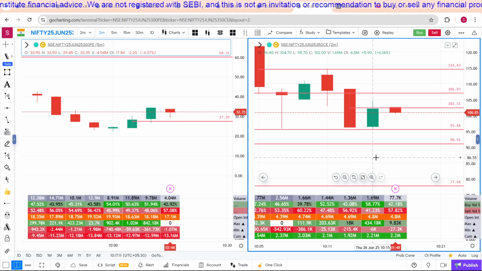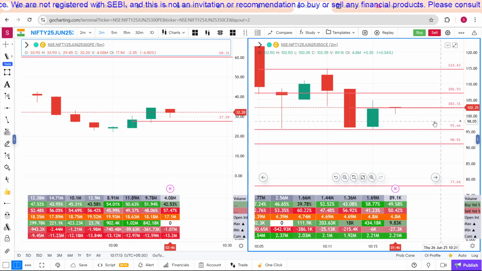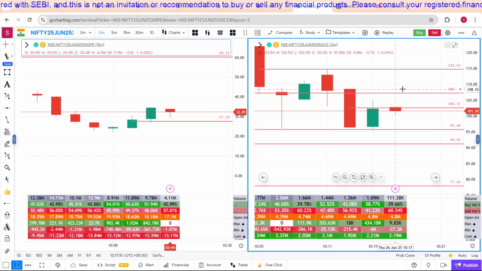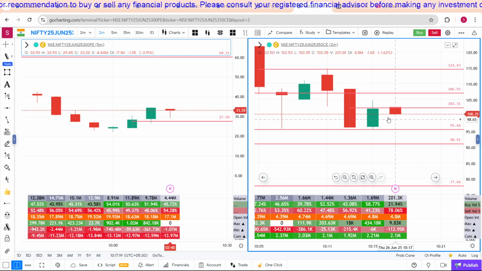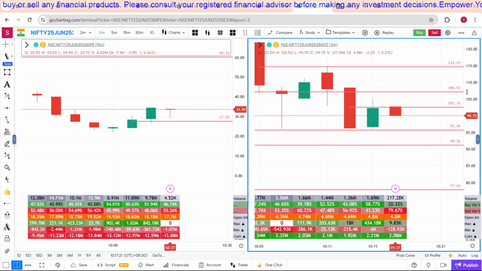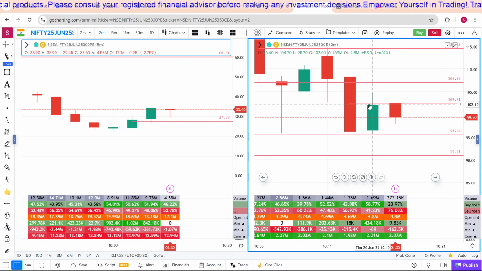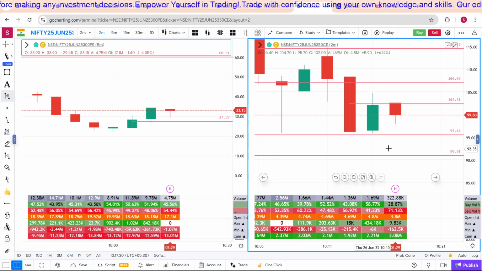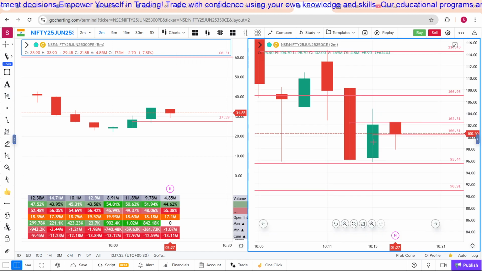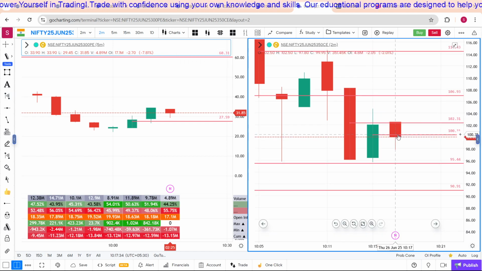Just below only closed. Anyway, it may go up. It may retest this 108 sometimes, but the close is not good. This is an increased volume candle now. We have to draw the support. Okay, this is the support.